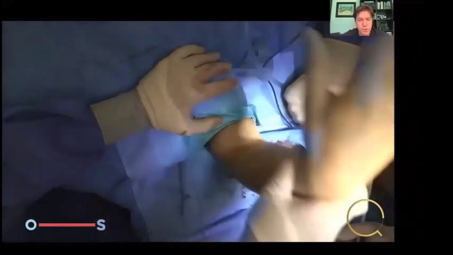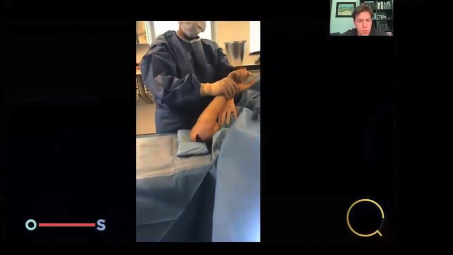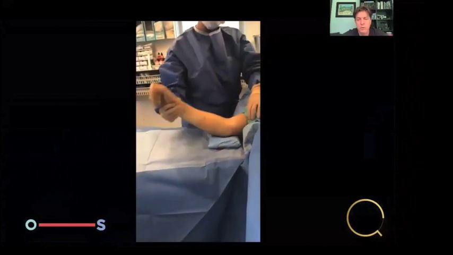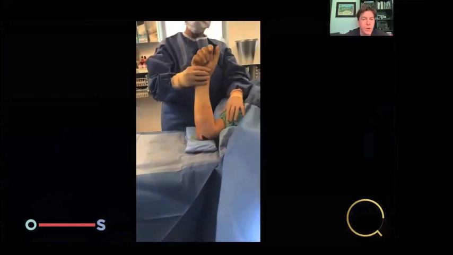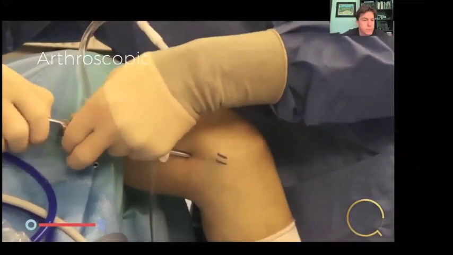Obviously, always check the range of motion. It might be a good idea to not only record the range of motion pre-op and post-op, but also make a video or make photographs to show the patient and the physio to see what they're dealing with and to see what the goal of post-op rehab would be.